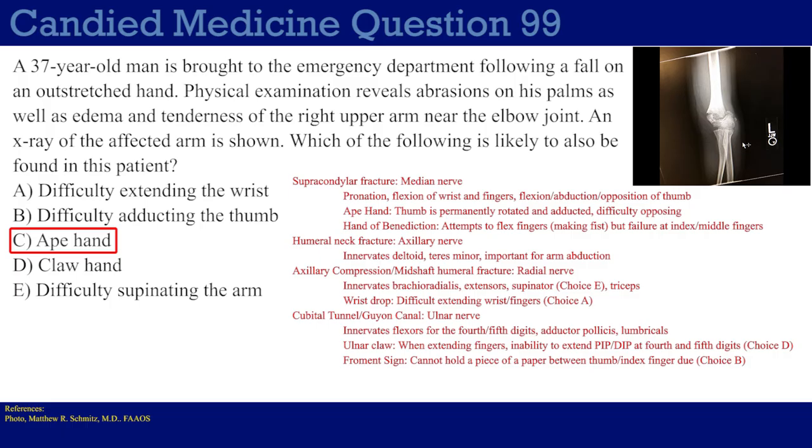So instead of going down these incorrect answer choices one by one, what I'm going to do is just review some of the other high yield points for the other upper extremity nerves, because it's really important that you be able to sort this out in your head, okay?